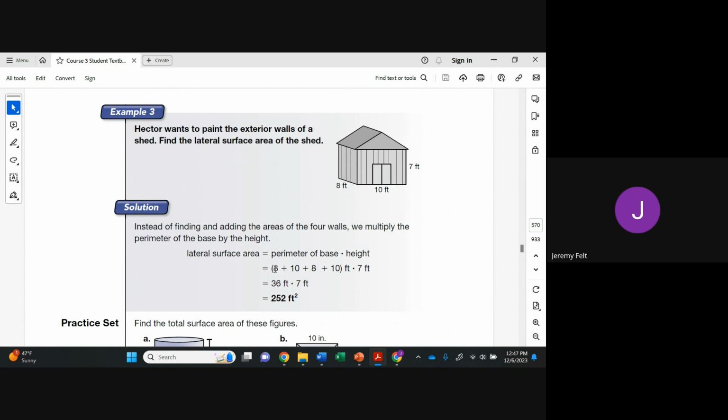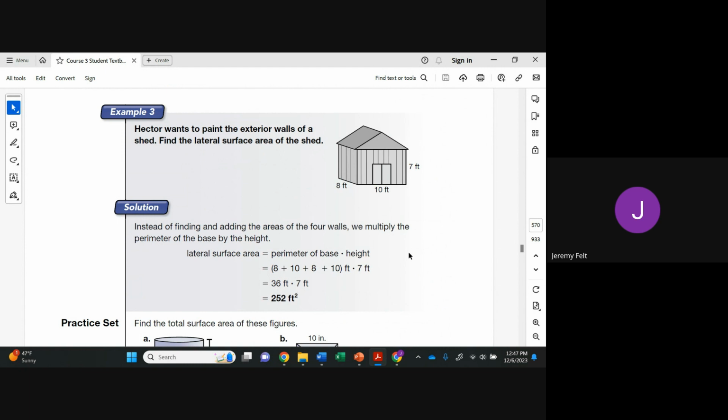We've done that since 6th grade. So 8 plus 10 plus 8 plus 10. Then we multiply it by the height. We get 36 times 7, 252. And again, it's square feet. So that's another thing we can do for lateral surface area.